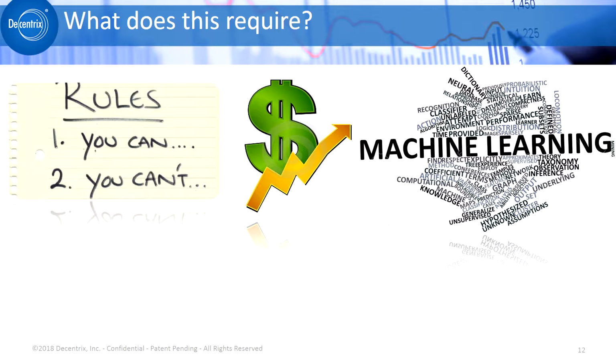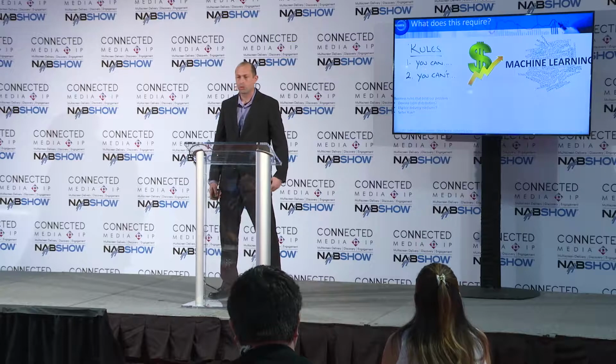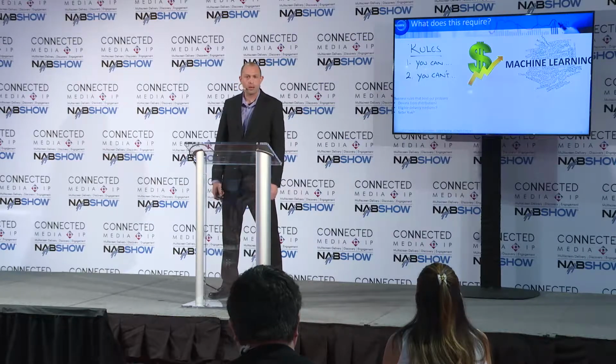So what does that really mean? Well, let's think of business constraints as rules. So we've got to give this optimizer rules. These are rules that say, how far can I deviate in an impression distribution? My agency wanted a perfectly flat distribution across their whole flight.